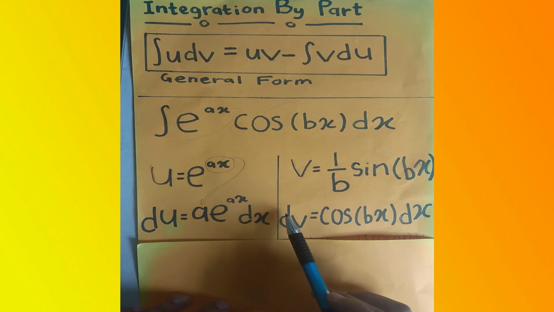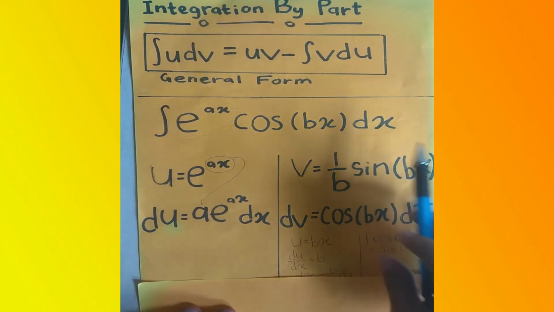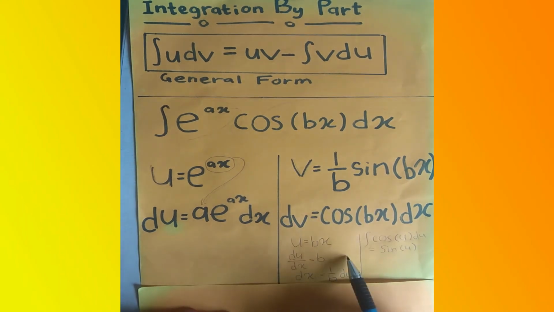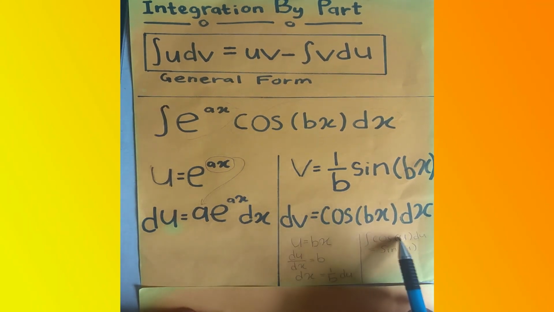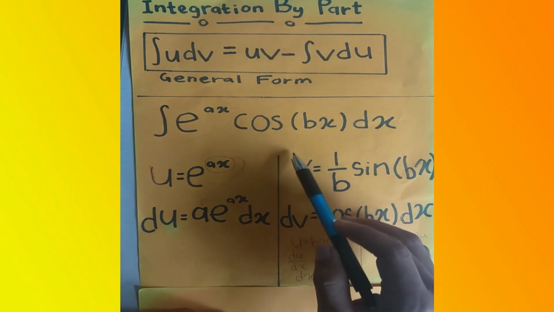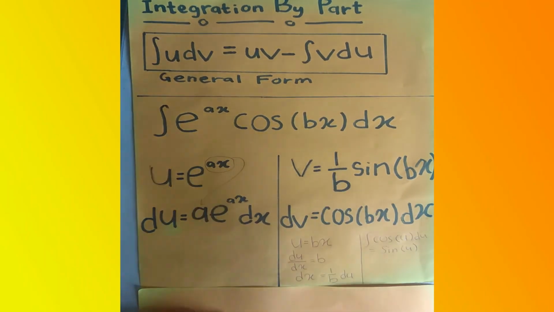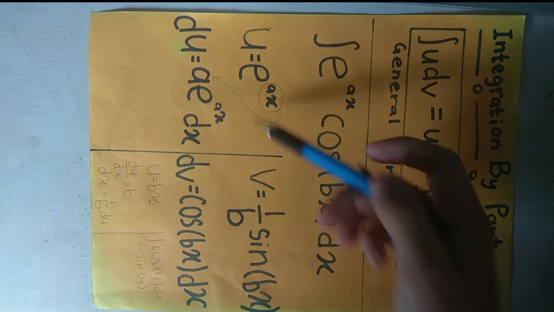When we integrate dv equal to cos bx dx, we use u substitution. u is equal to bx, du over dx equal to b, dx is equal to 1 over b times du. And when we integrate cos u du, we get sin u, and we multiply it and we get v equal to 1 over b sin bx.